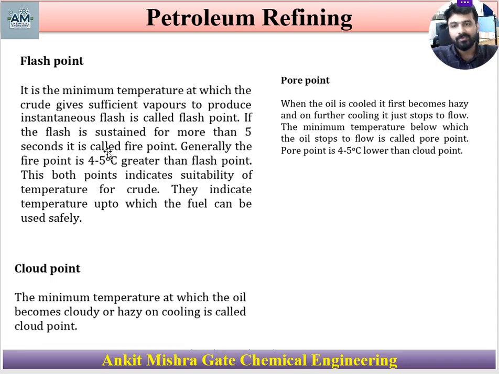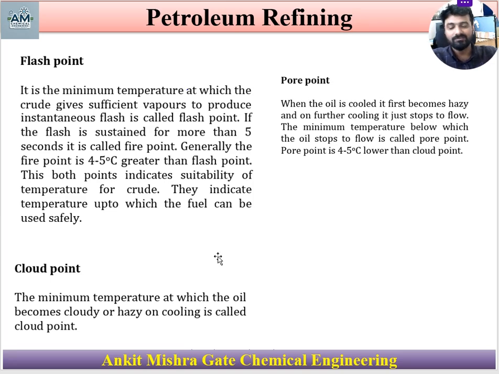So aromatics and naphthalene contribute to an increase in the octane number of petroleum or petroleum products. Now coming to some characteristics of fuels in petroleum refining, that is the flash point. Here you have to understand it is the minimum temperature at which the crude oil gives sufficient vapor to produce an instantaneous flash; that is called the flash point, right? Let's say if the flash is going to sustain for 5 minutes, then that will be called the fire point, and generally the fire point is 4 to 5 times greater than the flash point, right?